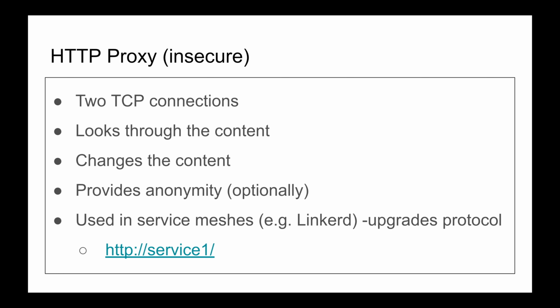So it changes the content. It provides anonymity optionally, like we did, okay? So we don't know the IP address, right? But sometimes some proxy that we discussed, the client's information in the header, because it can change the content, right? So it can provide anonymity optionally. Some proxies can provide that, okay?